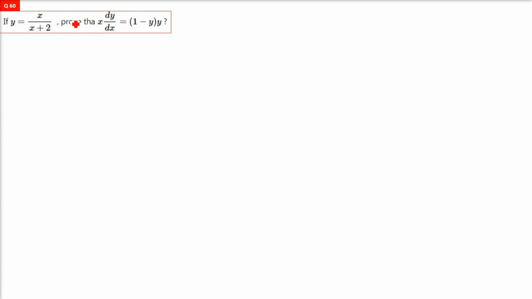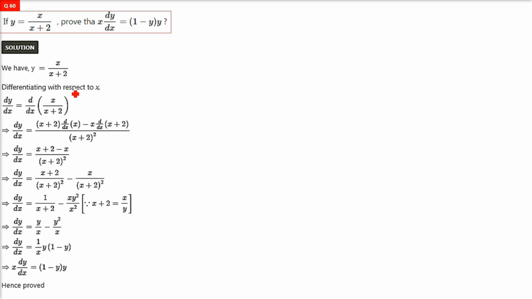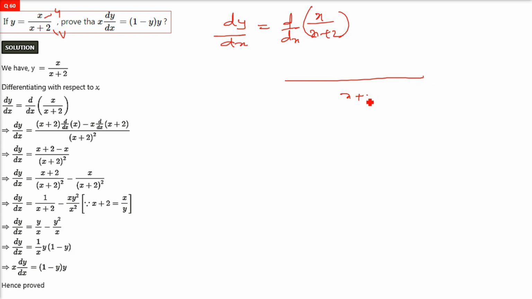Same thing here, but we will try to keep this y, which is x by x plus 2, somewhere. You'll see just now. If you are able to understand the solution, it's given already, but we will have certain logic and trick here. So we have dy by dx and u by v, that is, we will apply the quotient rule. So d by dx of x by x plus 2 is going to be, in the denominator you have x plus 2 whole square, then we have x plus 2, then d by dx of x is going to be 1.